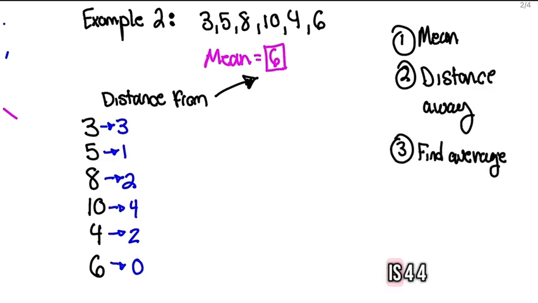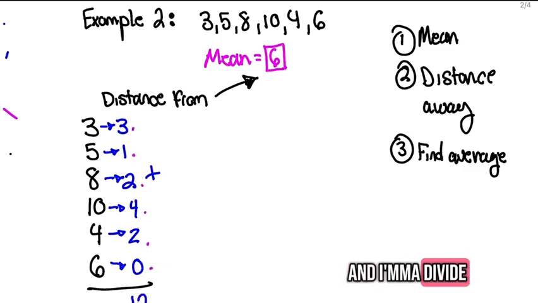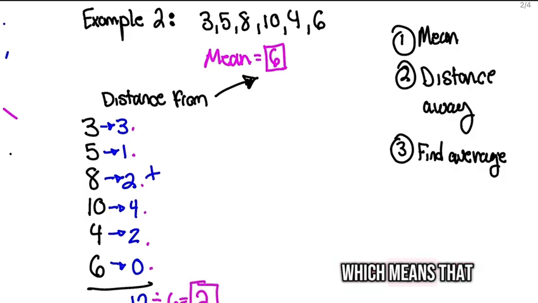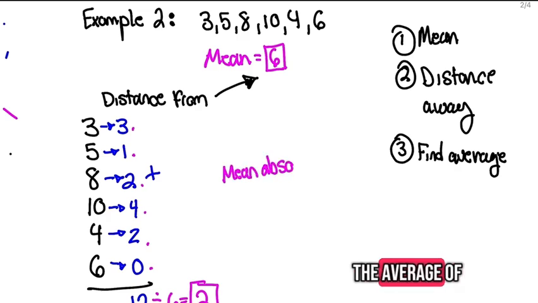3 plus 1 is 4. 4 plus 2 is 6. 6 plus 4 is 10. Plus 2 is 12. So if I add up all my numbers, it is going to be 12. And I'm going to divide that number by 6 because there were 6 data points. That means the mean absolute deviation is 2, which means that if I took the average of that average, it is going to be 2.